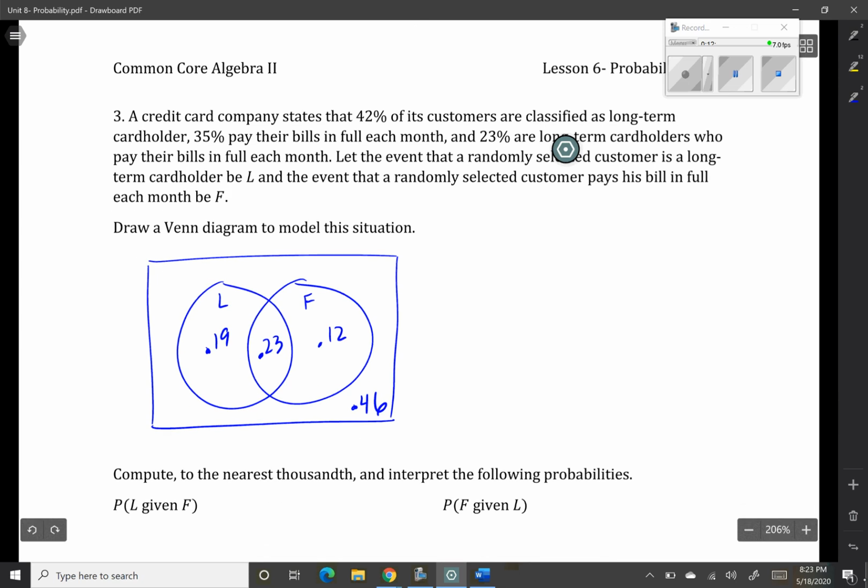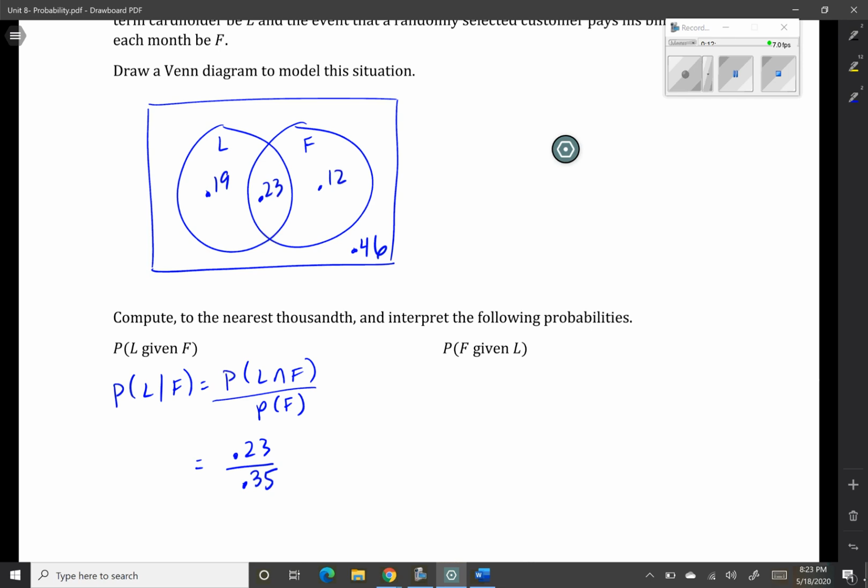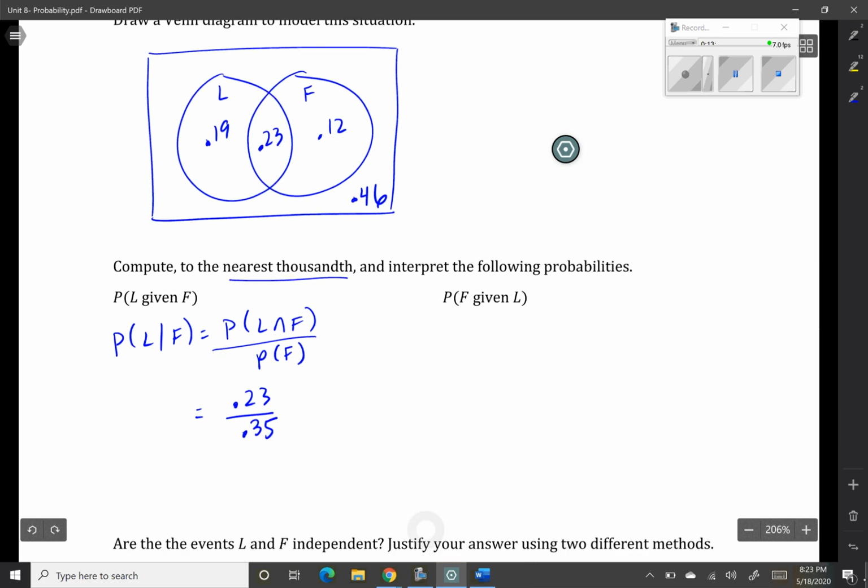It then says compute the following probabilities. Probability of L given F. So the probability of L given F is the probability of L and F divided by just the probability of F. So the probability of "and" is 0.23. The probability of just being F was 0.35. Divide those two decimals because we know the rule. So all we're doing here is calculating. And it says to compute the probability to the nearest thousandth. Notice this one does not say percentages. So we'll say that this probability is 0.657.